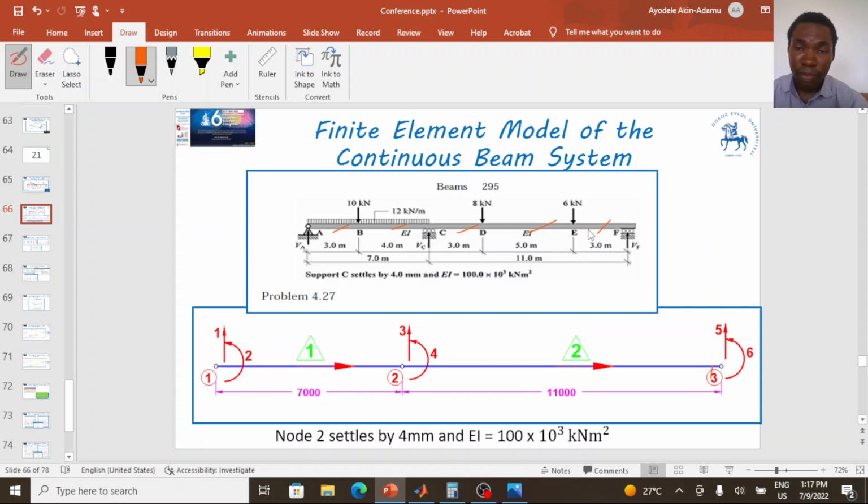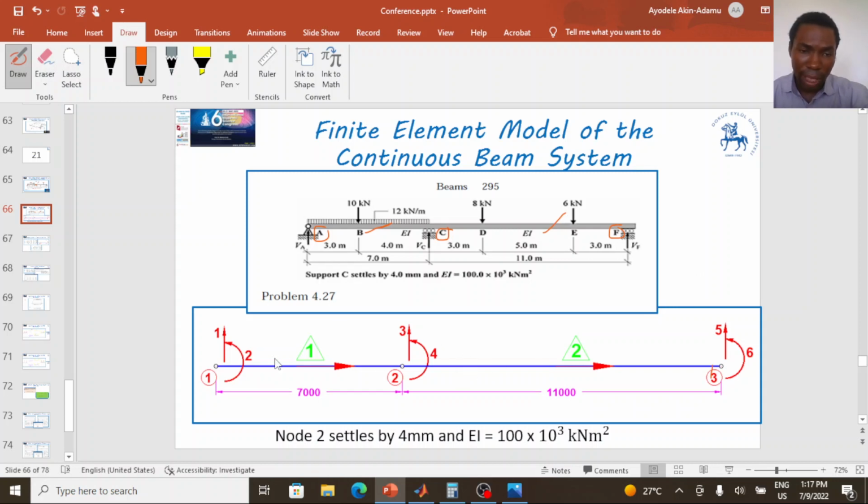Because this problem has 2 spans, I choose to divide this problem into 2 parts. The first finite element is between node A and node C, and the second one is between node C and node F. So length AC is my first finite element, length CF is my second finite element. So I can solve this problem using just 2 finite elements instead of using 5 finite elements.